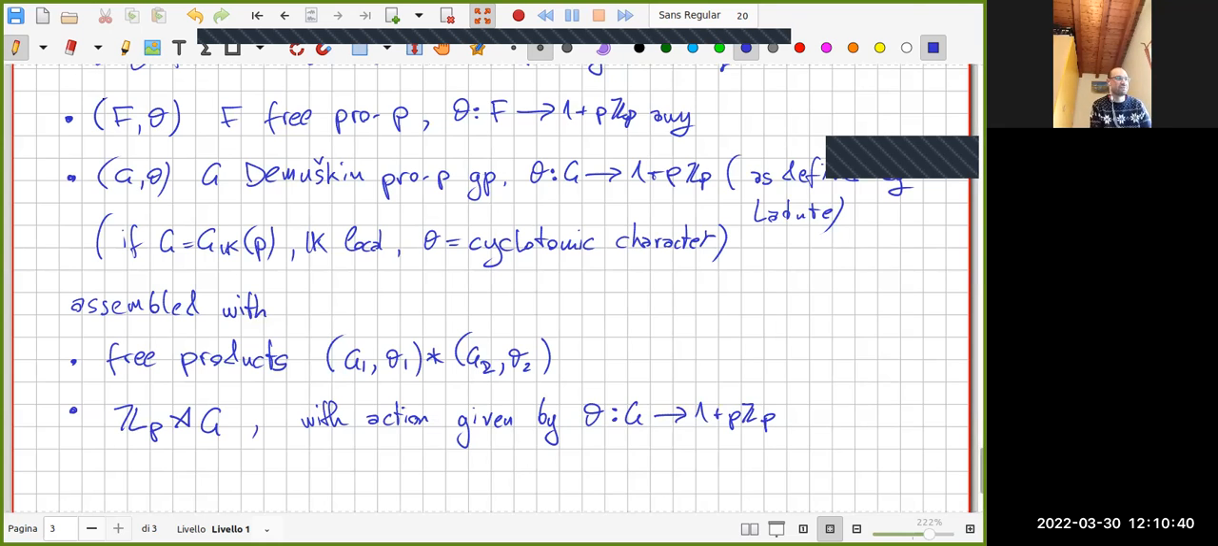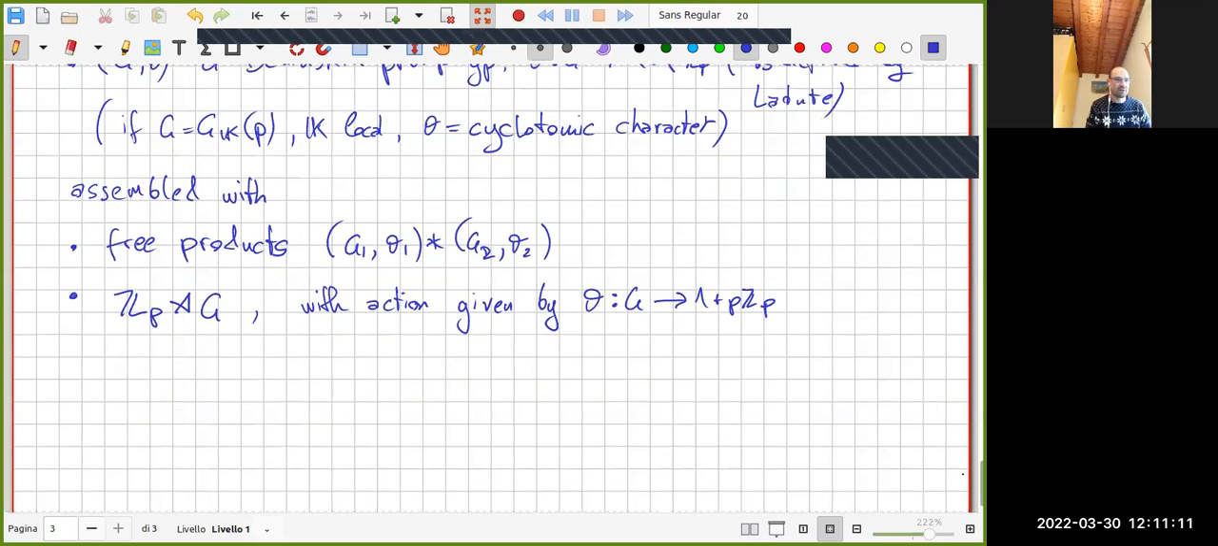So we start with these bricks, free pro-p groups with arbitrary maps theta, and the Demushkin pro-p groups with their canonical map theta, and we assemble them using free pro-p products or the semi-direct product with a cyclic factor with action given by the theta of the group G.